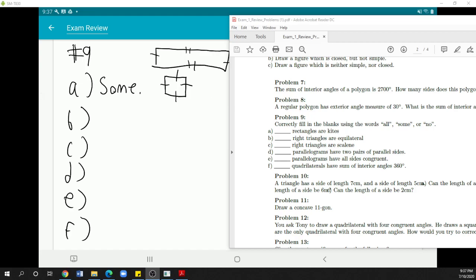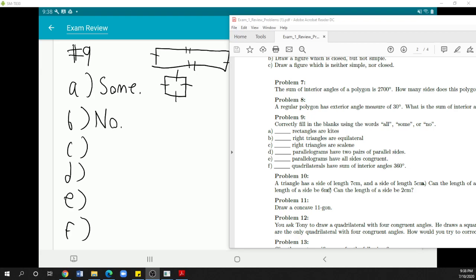Blank right triangles are equilateral. So the answer is no right triangles are equilateral. Why is that? We talked about this a little bit in class. If you're an equilateral triangle, and this is the only shape that does this, then all of your angles have to be 60 degrees. There's no moving around whatsoever. So if all of your angles are 60 degrees, you definitely can't have a 90-degree angle.